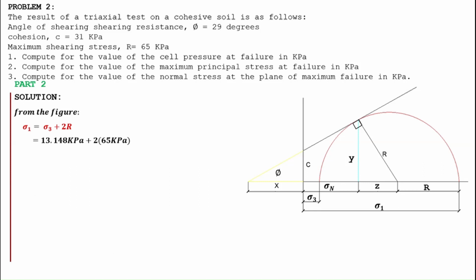Substituting values, 13.148 kilopascal plus 2 times 65 kilopascal. Sigma 1, or maximum principal stress, is therefore equal to 143.148 kilopascals.